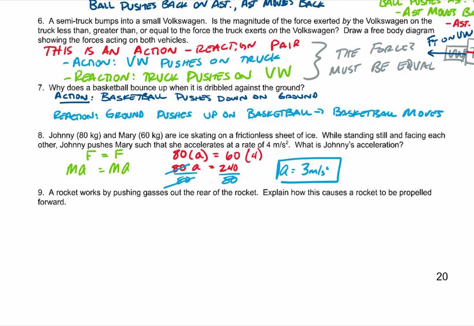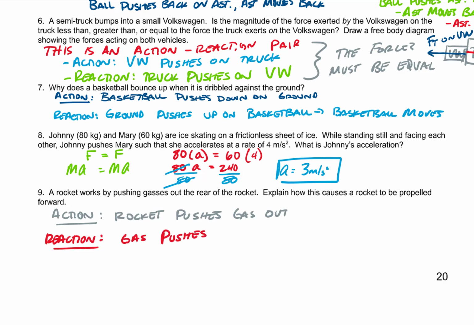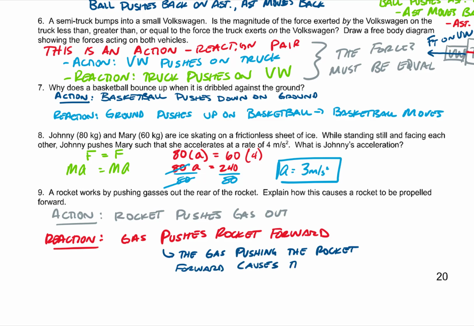All right, number 9, a rocket works by pushing gases out of the rear end of the rocket. Explain how this causes it to be propelled forward. So the action in this situation is the rocket pushing gas out. The reaction is the gas pushing the rocket in the other direction, so forward. The gas pushes the rocket forward, causing it to accelerate.